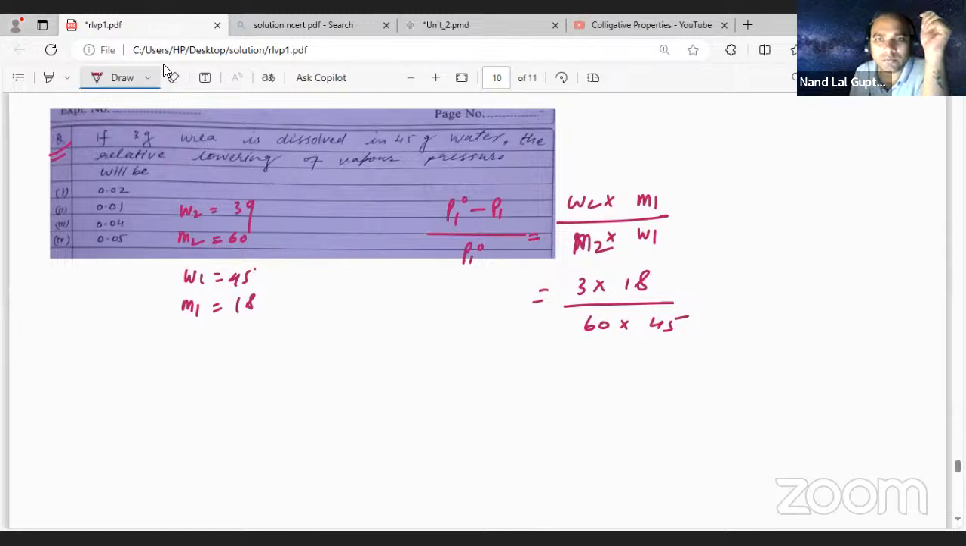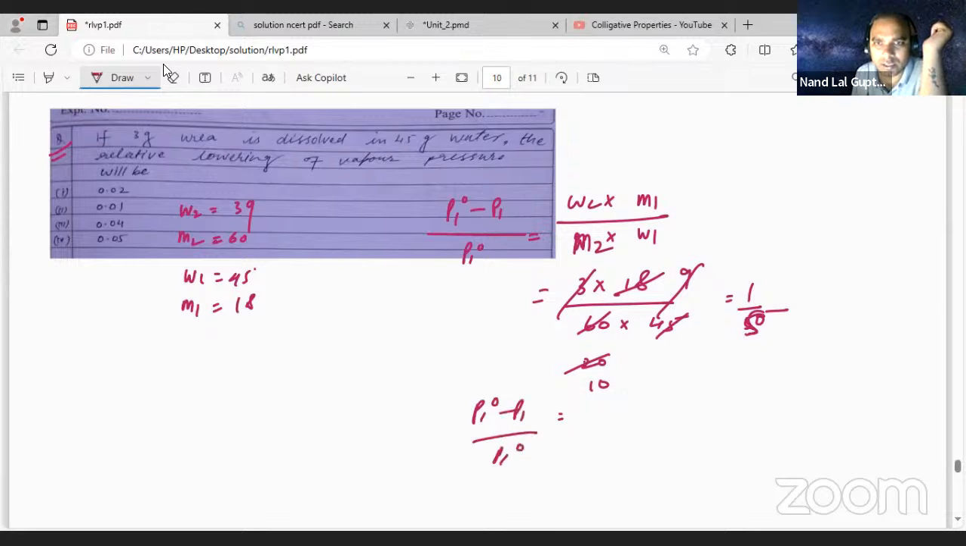Okay, now this is divisible. 20 times, and this is 10 and here is 9. So P1 naught minus P1 divided by P1 naught is equal to 1 by 500, I think it is coming. 1 by 500, if you divide 1 by 500, it is 0.002.